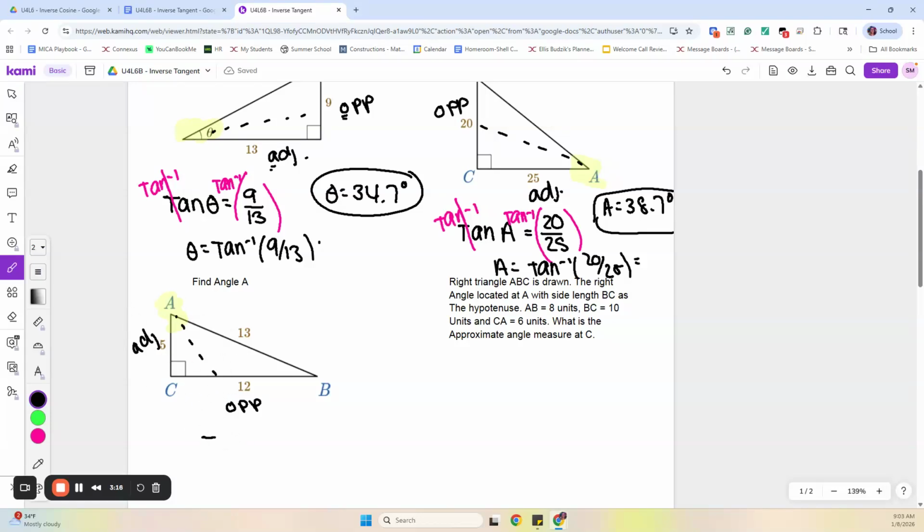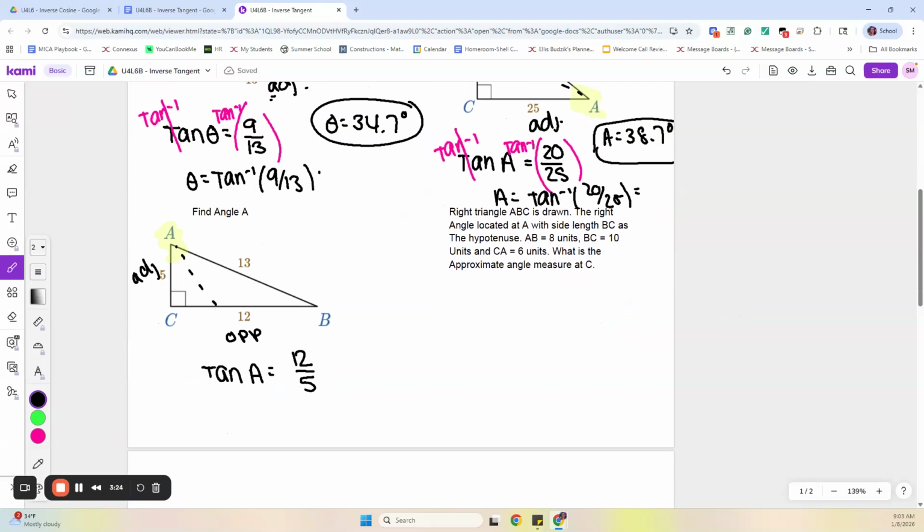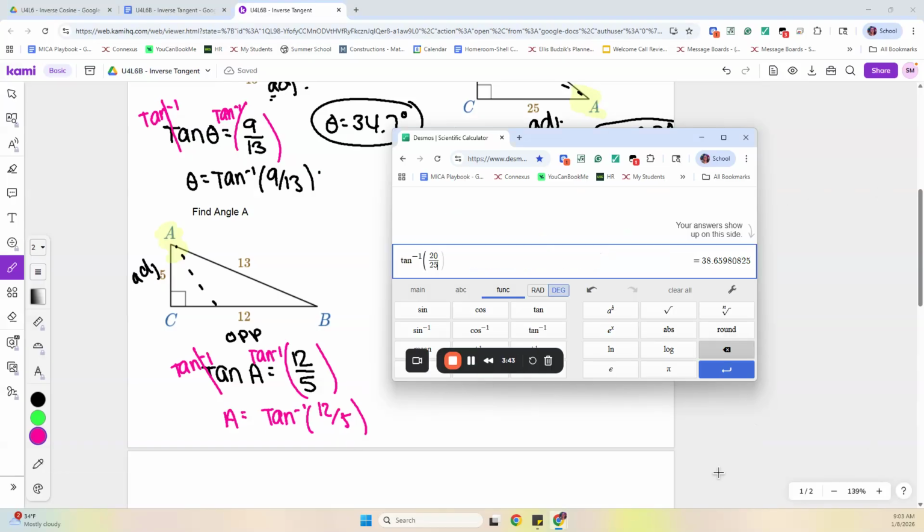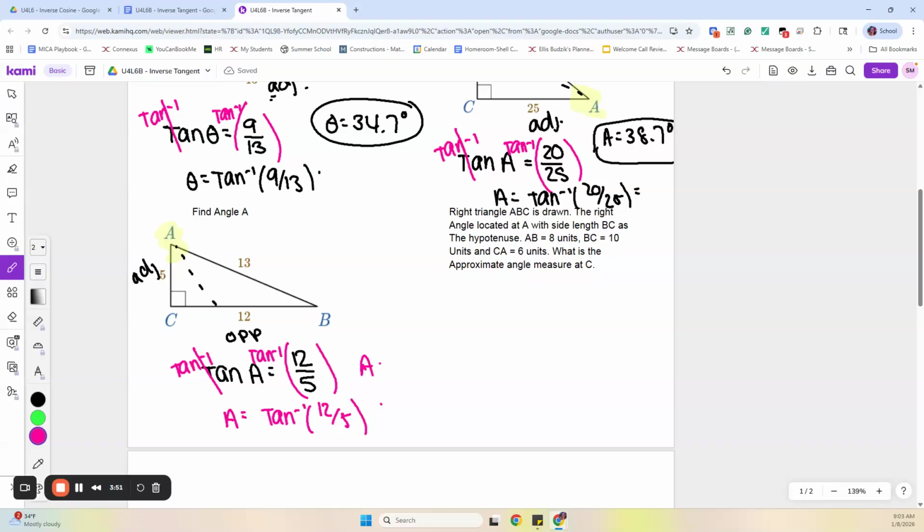But if I'm using opposite over adjacent again, that's just going to be tangent. Tangent of A equals my opposite over my adjacent. Again, we do tan inverse to get rid of that tan. So we get A equals tan inverse of 12/5. Let's see what that is. Tan inverse of 12/5. That's 67.4. So A equals 67.4 degrees.